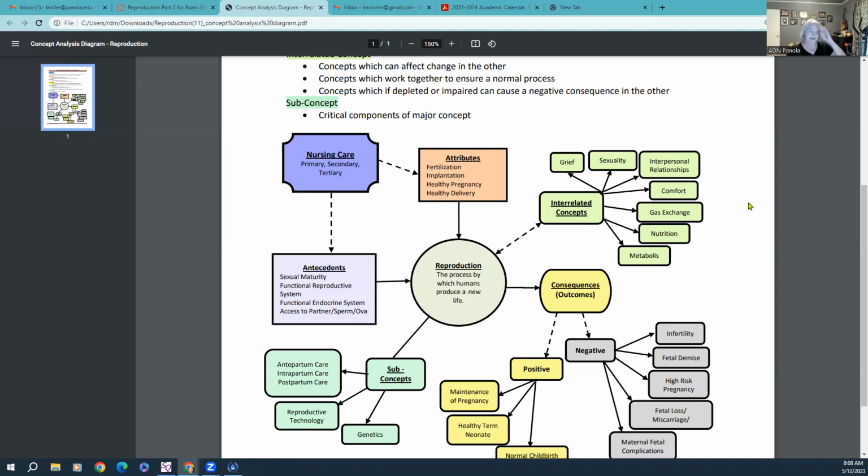I don't know, you may want to look up Tanner's stages of sexual maturity in this maternity book. It's not in this chapter, I don't believe. But that's just a good thing to kind of give you an idea of what that sexual maturity looks like with puberty.